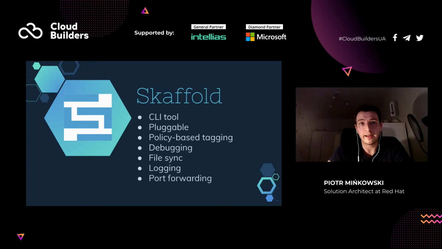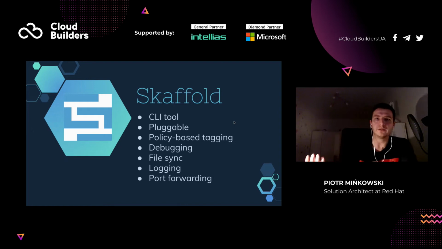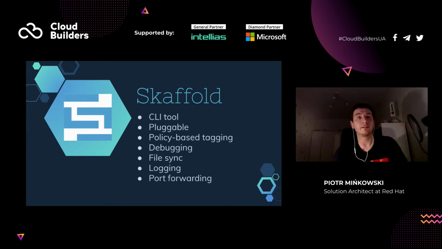Of course, you can still use a Dockerfile, or you can use Bazel, for example, a solution created by Google to build these images. So you have many options, and the same goes for the deploy phase. By default, Skaffold uses kubectl, but you can also integrate it with Helm or Kustomize, for example.